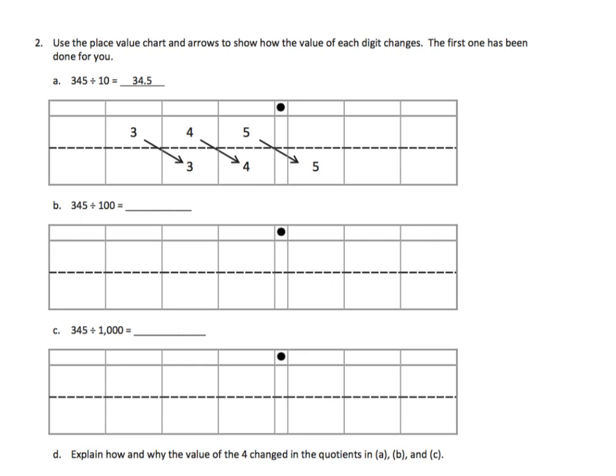It says use the place value chart and arrows to show how the value of each digit changes. The first one has been done for you. Okay, this time we're dividing and not multiplying. So instead of going to the left, we're shifting to the right. Why is that? Well, suppose I have $300. And I have 1/10 of $300. How much would I have? Well, that would be $30.